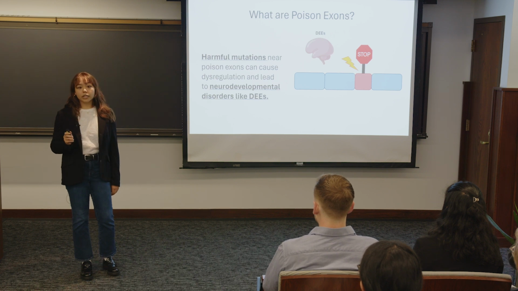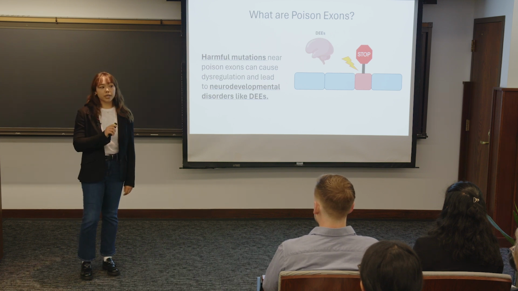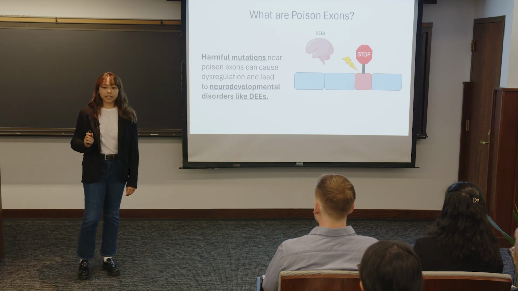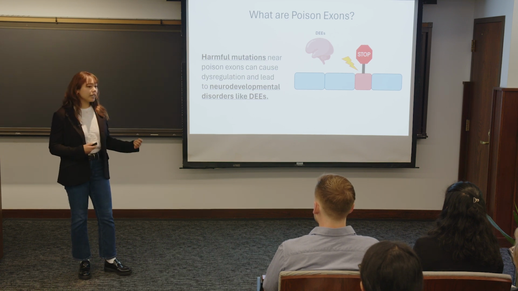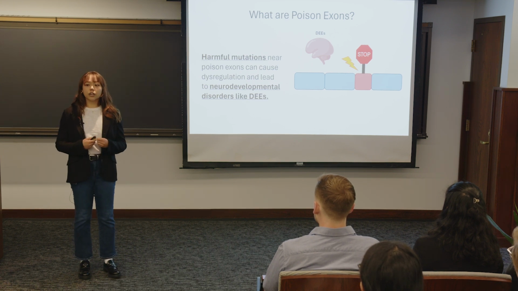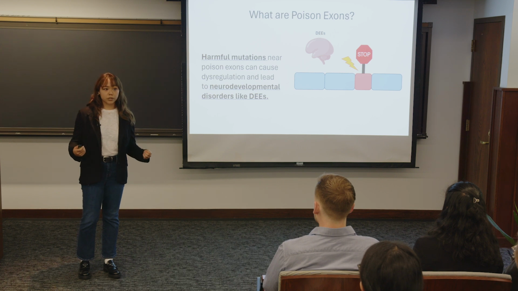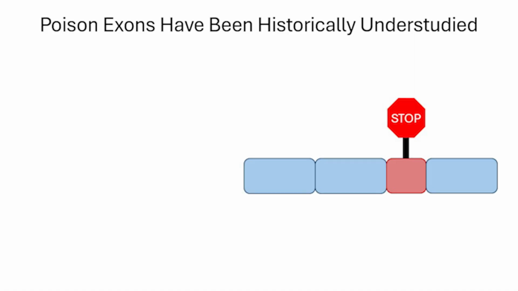But we have found in our lab and in others that there can be harmful mutations near poison exons that literally make them poisonous, because now they are dysregulated by these mutations and can contribute to different neurodevelopmental disorders like the DEEs. And so we now know that poison exons are important for human neurodevelopment and are also implicated in diseases, but actually they are historically understudied.